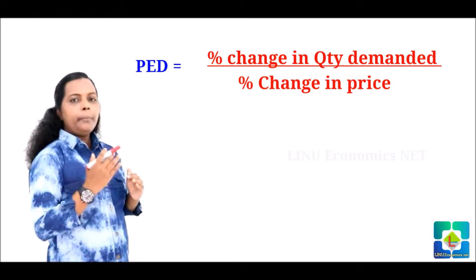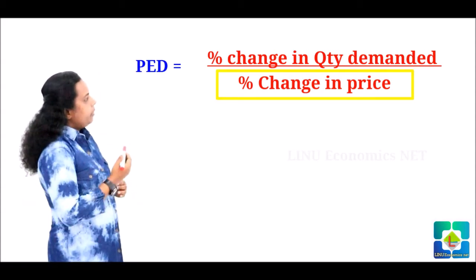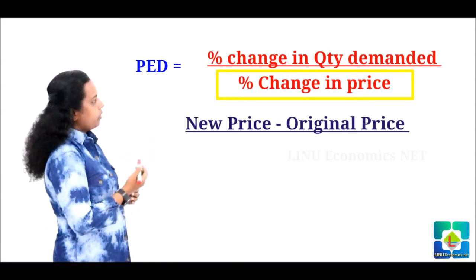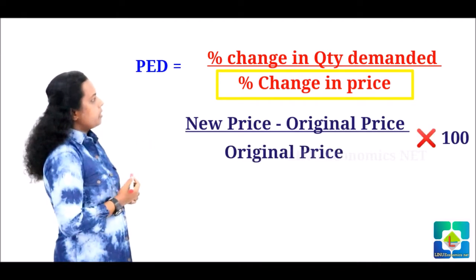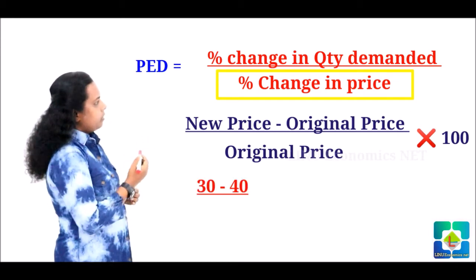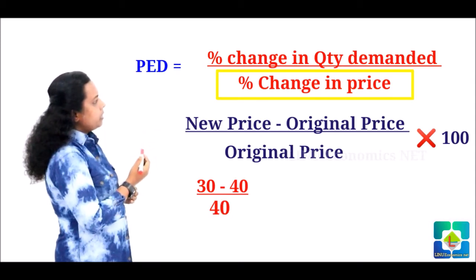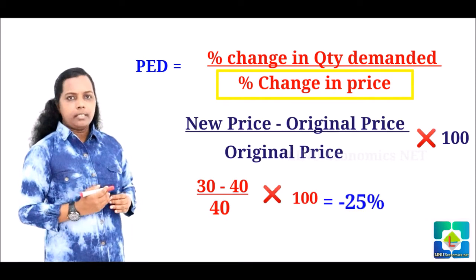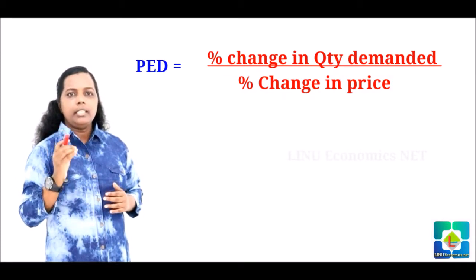The next step, the percentage change in price. We can do it with another equation: new price minus original price, divided by original price, into 100. In our example, the new price is 30 and the original price is 40. So we have to do 30 minus 40, divided by 40, into 100. That is minus 25%. Okay, we got the percentage change in quantity demanded and the percentage change in price.